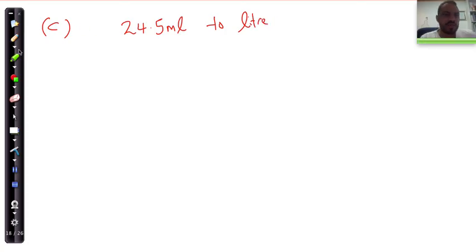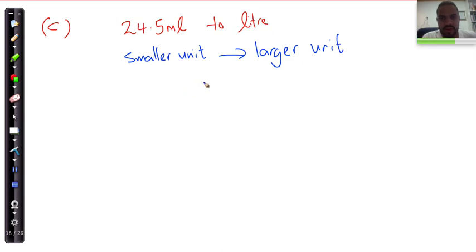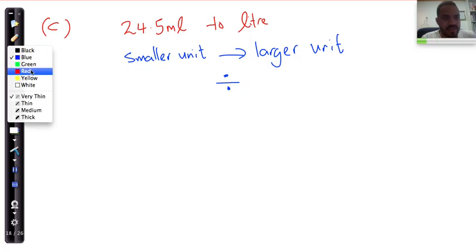Okay, so just intuitively we know that this is a smaller unit and this is a larger unit, right? And so I said when we go from a smaller unit to a larger unit, because there's less of the larger unit in that smaller unit, we know we need to divide, right? That's the symbol, divide, right? So I'm going from milliliters to liters, and in between we have centiliters. So how do I do that?